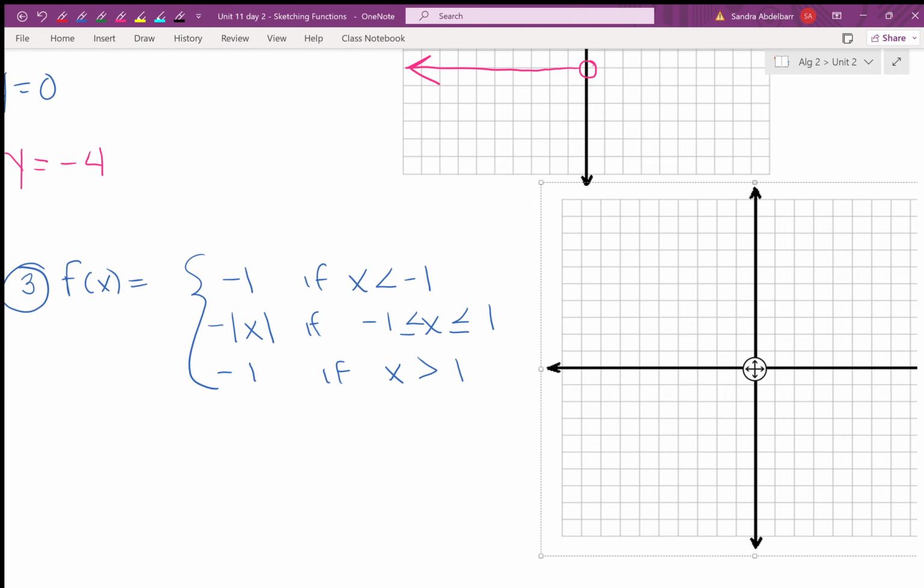Okay, so the first one is saying y equals -1 if x is less than -1. So I'm going to go to y equals -1, but now it's saying x is less than -1. So I'm going to put an open circle on -1, and then where's my arrow going? To the left. Good.